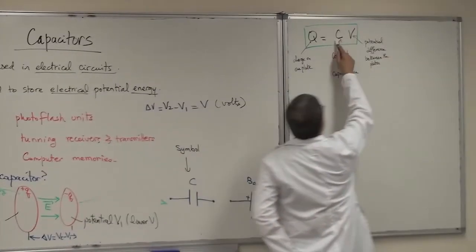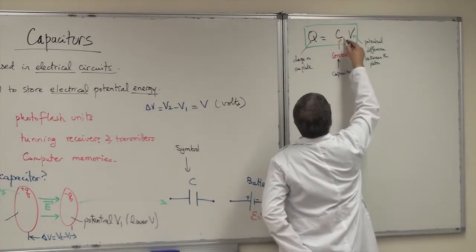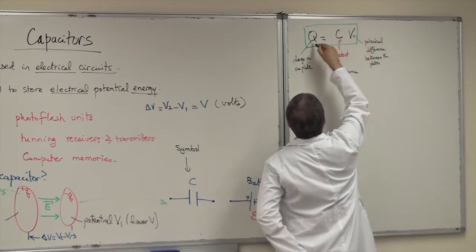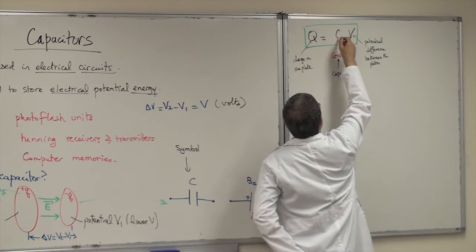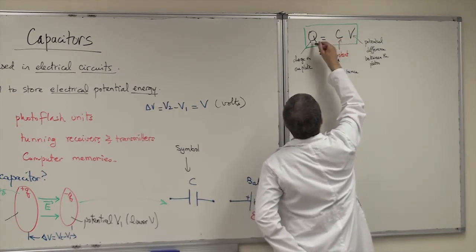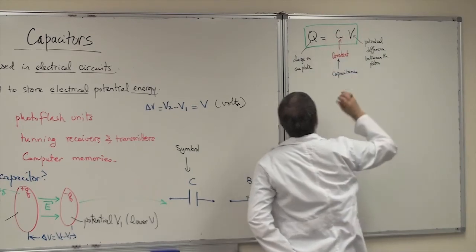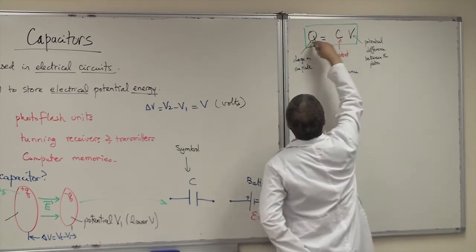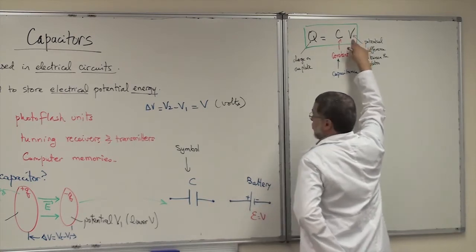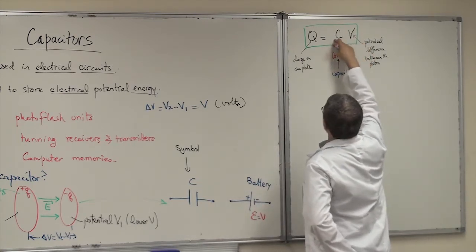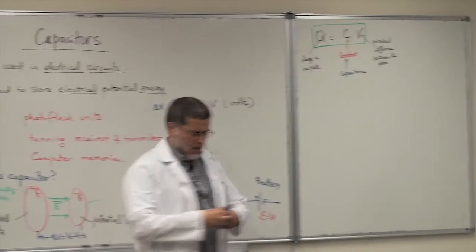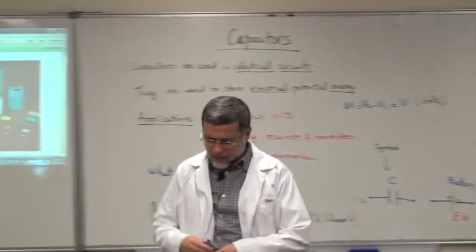It's proportional. If C is large, for a fixed V, if I fix V and C is large, it means Q is larger. You put more charges in a capacitor which has higher C than in a capacitor which has lower C. So the bigger the C, the more charge you put for the same voltage. If you apply 10 volts, depending on the capacitance, you can put the charges. See? That's the relationship between charge and voltage.